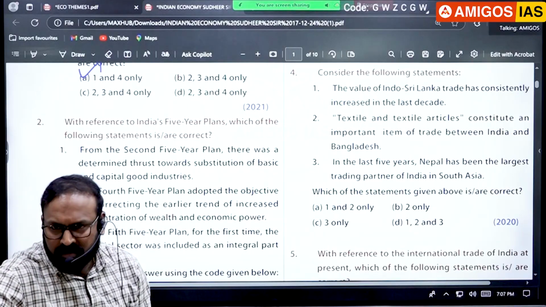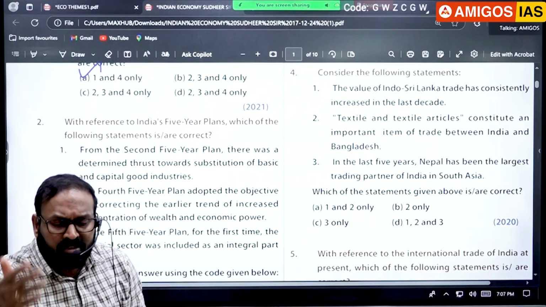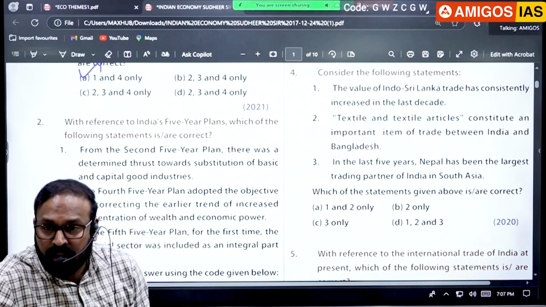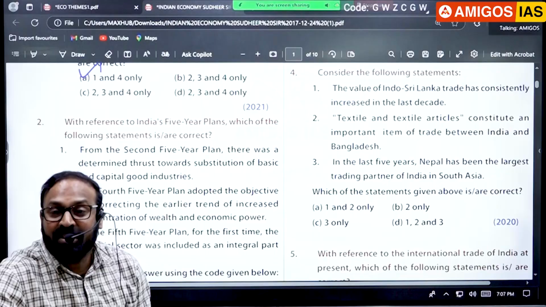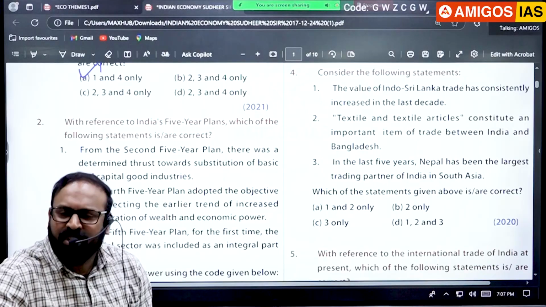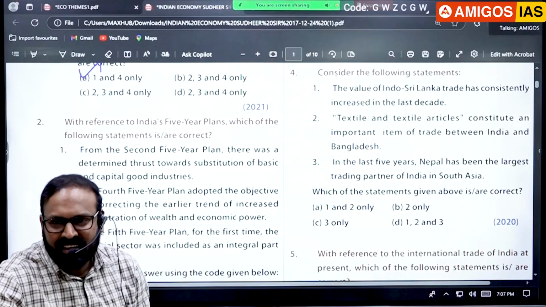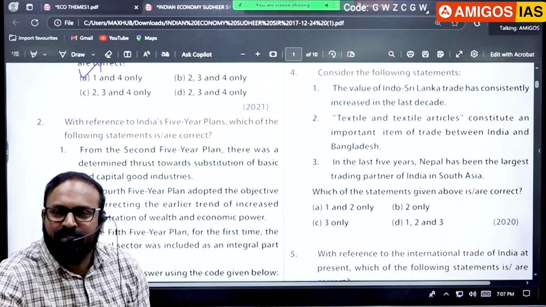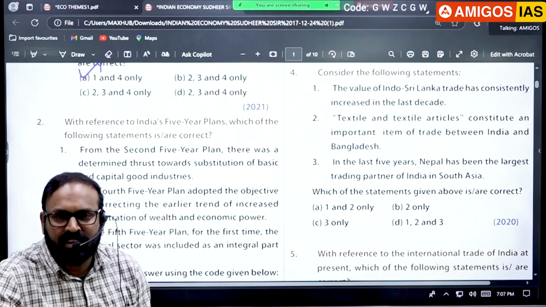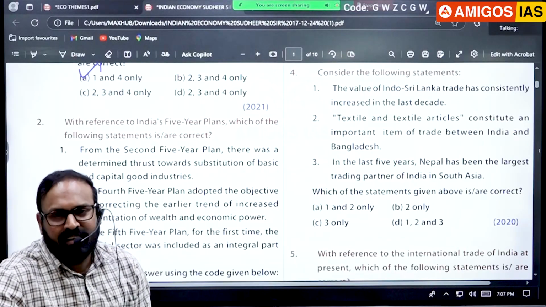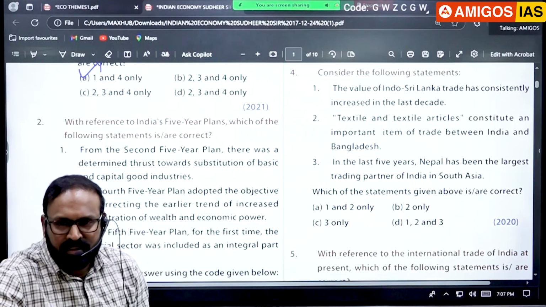It is commonsensical. In the last 5 years, Nepal has been the largest trading partner of India in South Asia. What is the size of Nepal's economy? How much can it import from us and what can it export to us? Nepal is a landlocked economy. It is completely dependent on India for various goods and services, export and import, right? And Nepal is also going through a political crisis in the last 5 years.